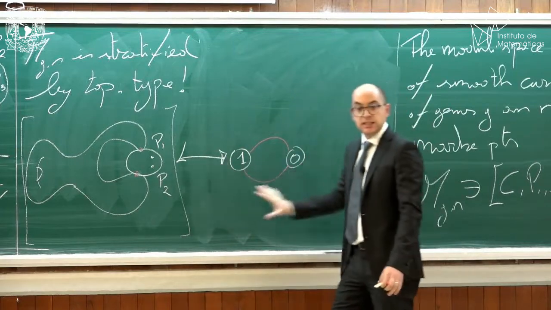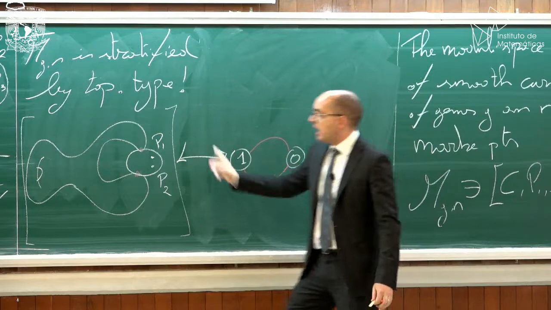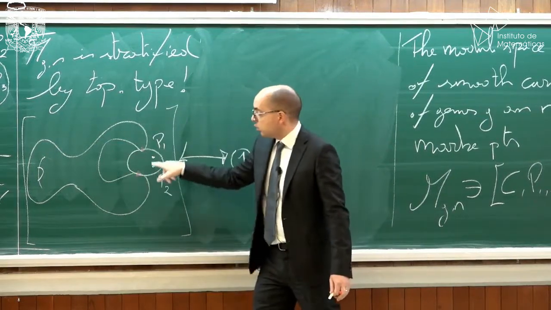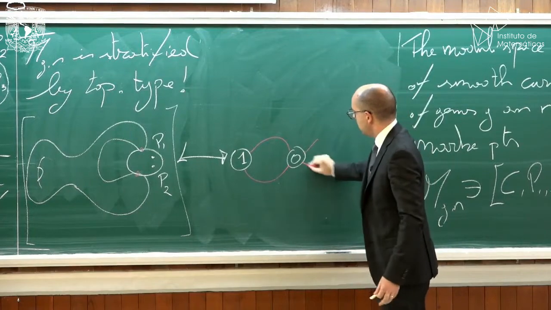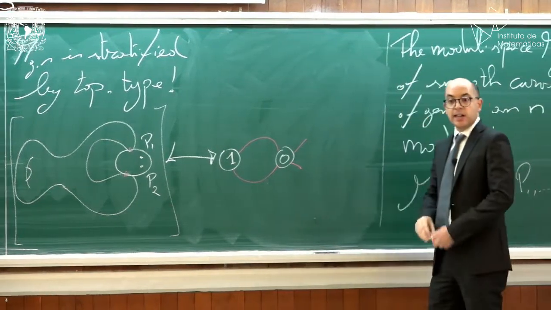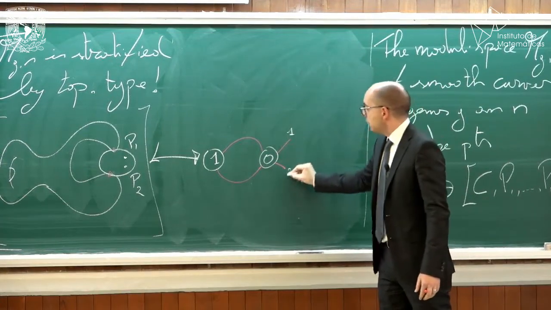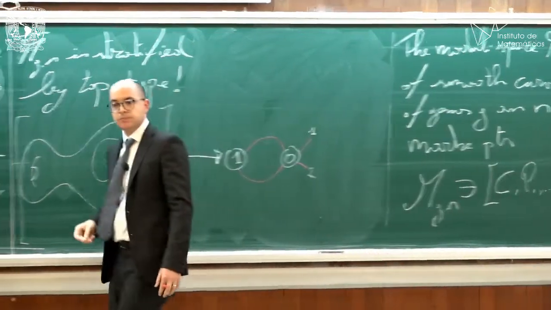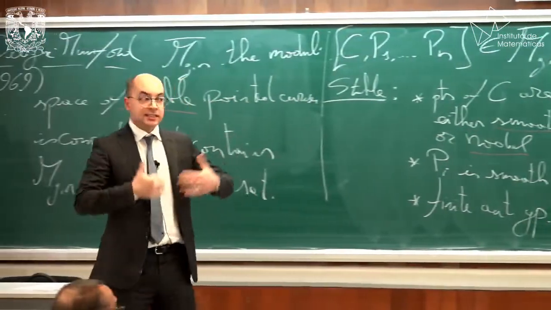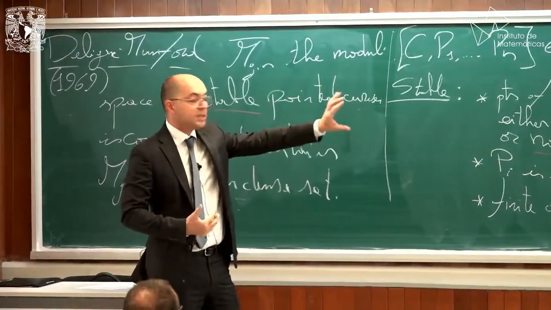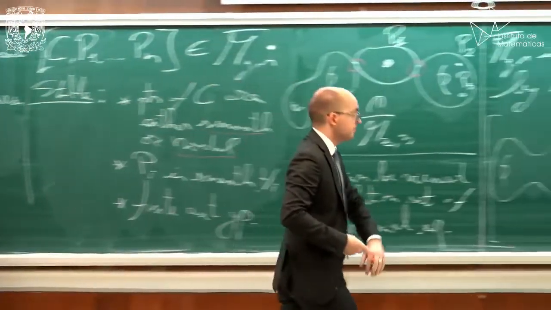And finally, this is the data. I want to represent the stratum by this graph. There are also the marked points. The marked points will be represented by legs. And each leg will come with a label as well. So this is leg 1 and leg 2, corresponding to P1 and P2. So the idea is that moduli spaces of curves are stratified, and each stratum is represented by a graph. So this is when the combinatorics starts to kick in.